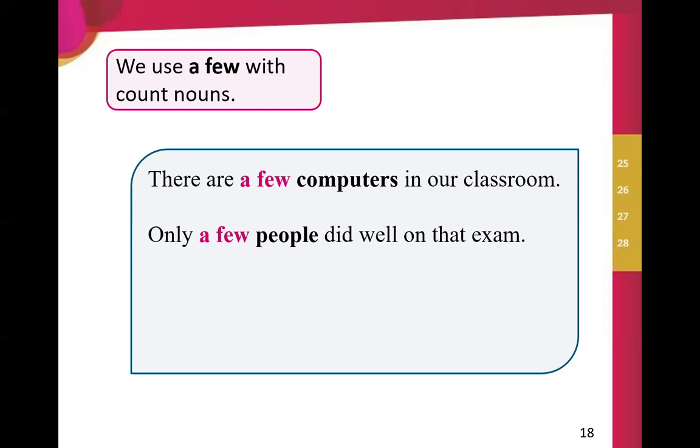We can use numbers with it: 5 people, 3 people, 2 people, and so on. But the singular form of this word is person, not people, okay? The plural form of person is persons and people as well. But people is countable. Now we use a few with this word. A few people did well on that exam.